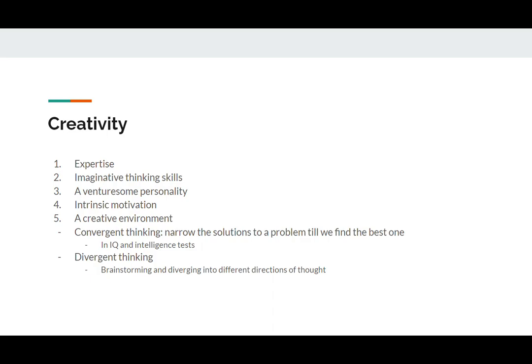There are 2 ways of thinking. First is convergent thinking. This is a more logical way of thinking in which we narrow the solutions to a problem till we find the best one. Convergent thinking is used in IQ and intelligence tests.